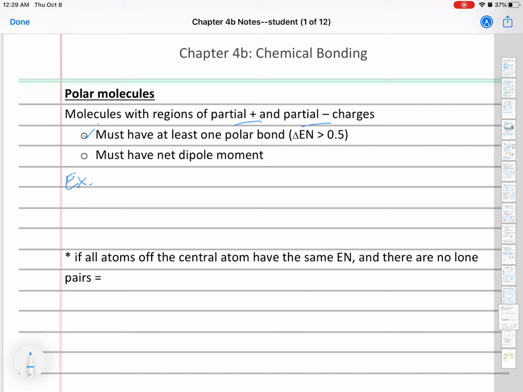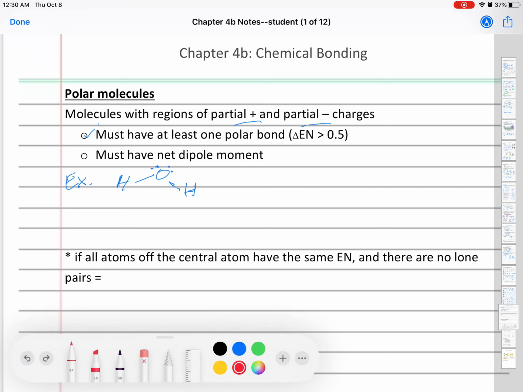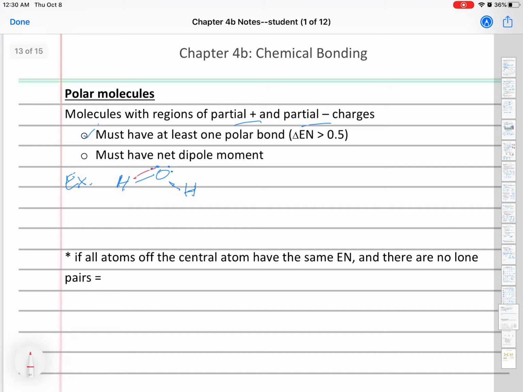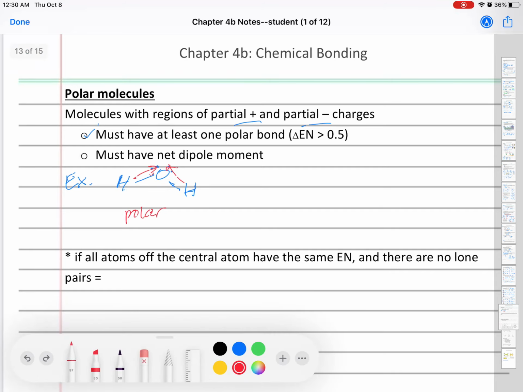So for example, water is a polar molecule because it has polar bonds. Oxygen is an electron hog. It has an electronegativity of like 3.5, and hydrogen has an electronegativity of like 2.1. So these two bonds are polar, and because this molecule is bent, the dipole moment points up towards that oxygen. So we say that this molecule is polar.